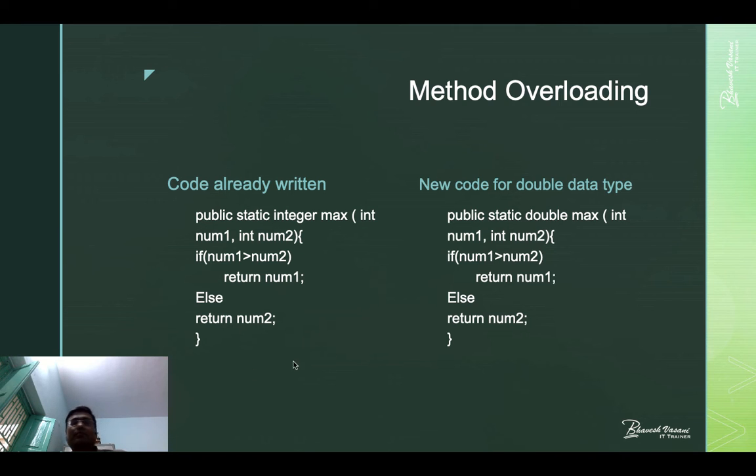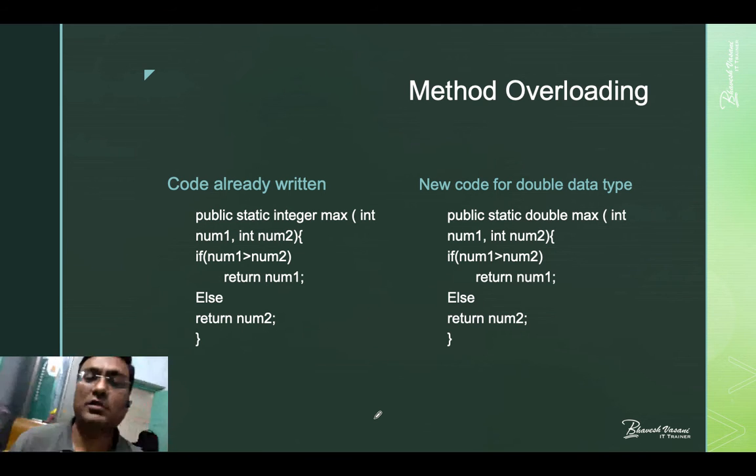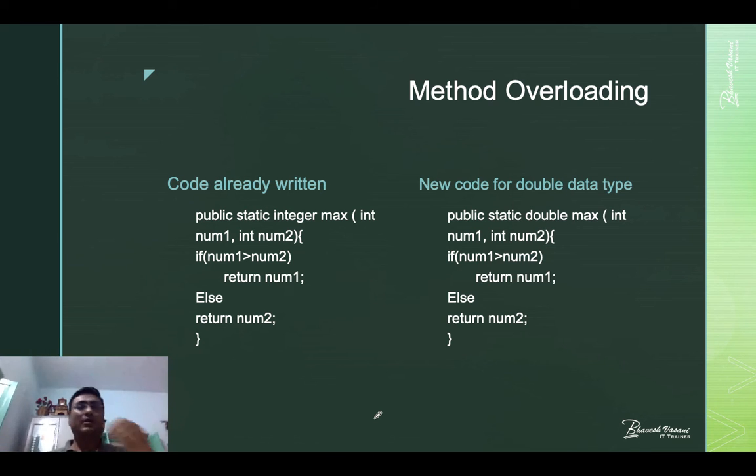Next is method overloading. Sometimes we want the same method name but with different arguments and a different return type. At that time we have to use method overloading. For example, I have given two examples here. One method returns its value in an integer data type, and in this example the return data type is double.